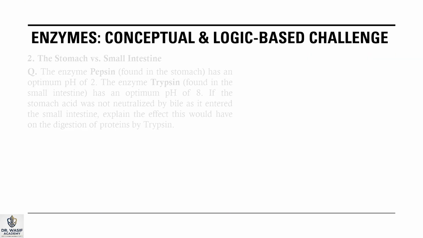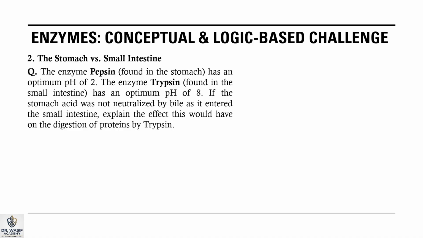Now let's look at our next structured practice question. This one brings together enzyme chemistry and human digestion. The question is, the enzyme pepsin found in the stomach. Okay, asking about pepsin. This is found in the stomach. It has an optimum pH of 2. The enzyme trypsin found in the small intestine. Okay, this one is trypsin. This is found in the small intestine. It has an optimum pH of 8.